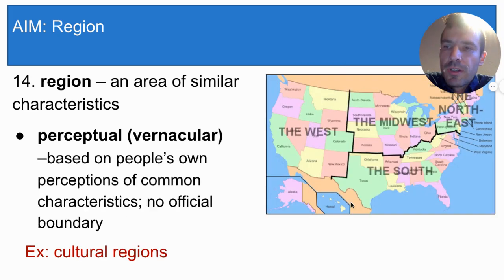The last type of region is called perceptual, also known as vernacular. Perceptual regions have no official boundary and are based on people's own opinions or perceptions. Since there's no official boundary, there's often a lot of disagreement about what land is included in the region. One example are cultural regions like the Caribbean, the Middle East, or the West. This map shows cultural regions of the United States, including the South and the Midwest. These areas have broad cultural similarities, but they have no official border, and different people have different definitions of their boundaries.